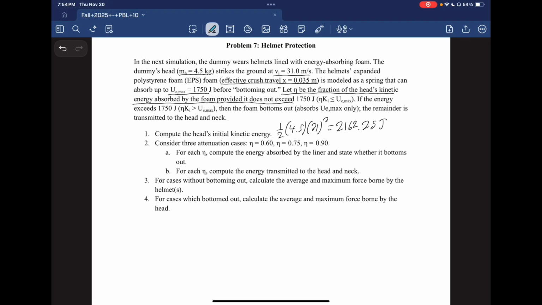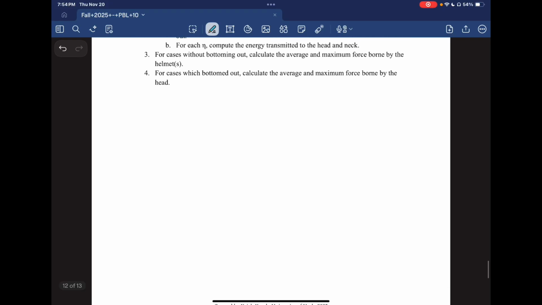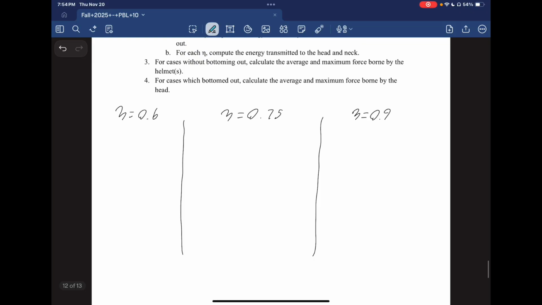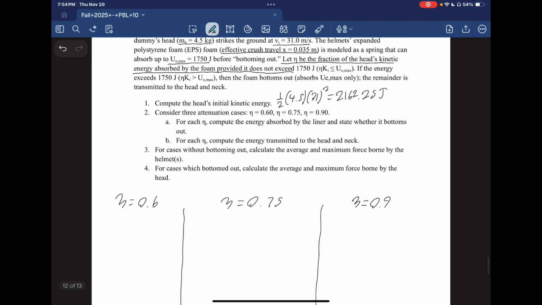by the foam, equals 0.6, 0.75, and 0.9. And we're going to consider each of them. So for here we have eta equals 0.6, eta equals 0.75, and eta equals 0.9.